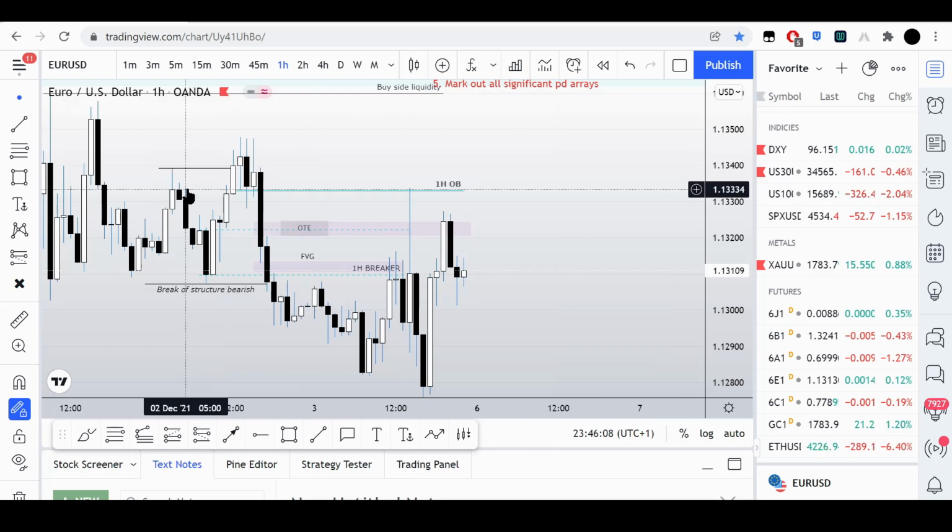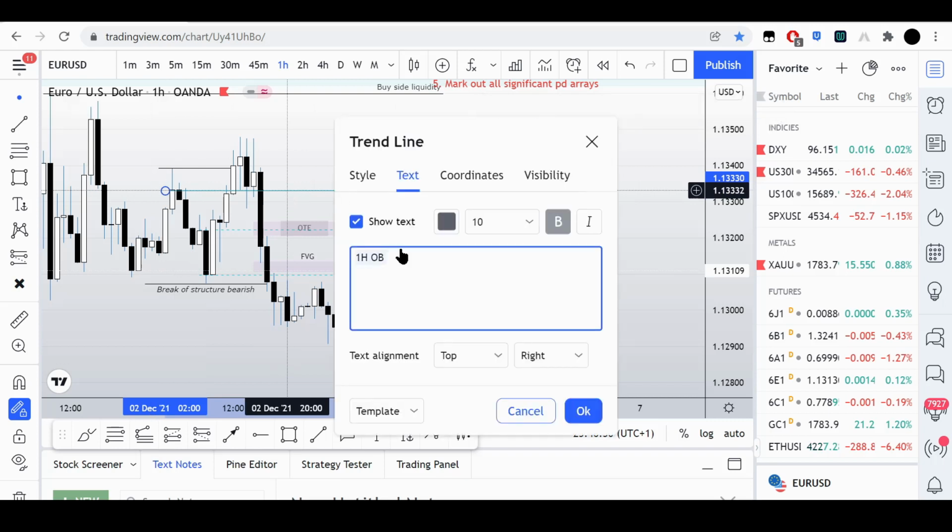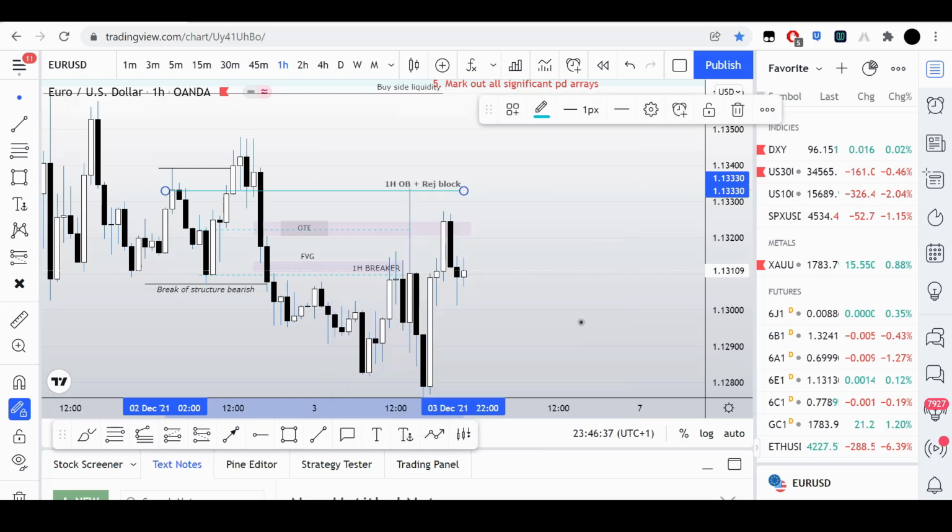What else do we have? You might not know much about this, but this would be considered a rejection block right here. So if you guys go into my Telegram journal, you will be able to see that I had all these PD array matrix marked out ready for today. Okay, so you can see that we have the hourly order block plus rejection block. This is our PD arrays that we have. These are the PD arrays that I'm paying attention to.